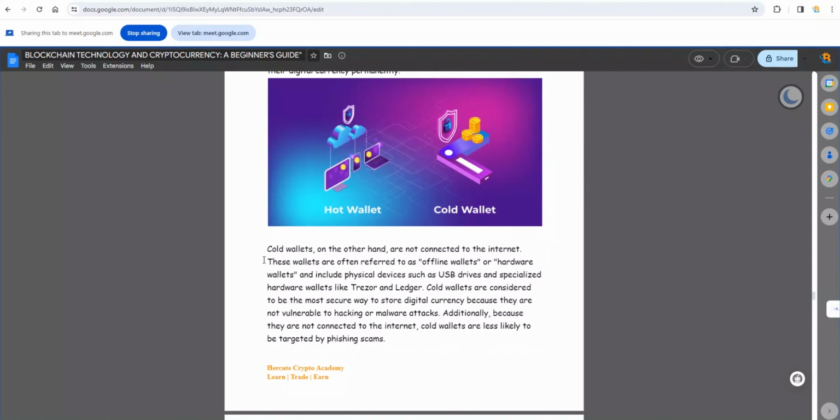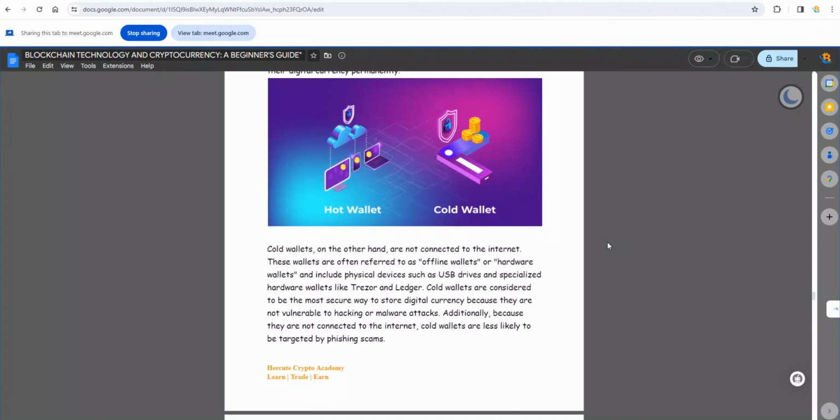Okay. Now we have cold wallets on the other hand. Cold wallets are not connected to the internet. These wallets are often referred to as offline wallets or hardware wallets and include physical devices such as USB drives and specialized hardware wallets like Trezor and Ledger. Cold wallets are considered to be the most secure way to store digital currency because they are not vulnerable to hacking or malware attacks.